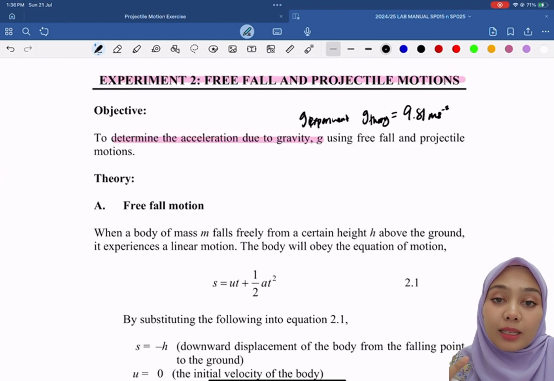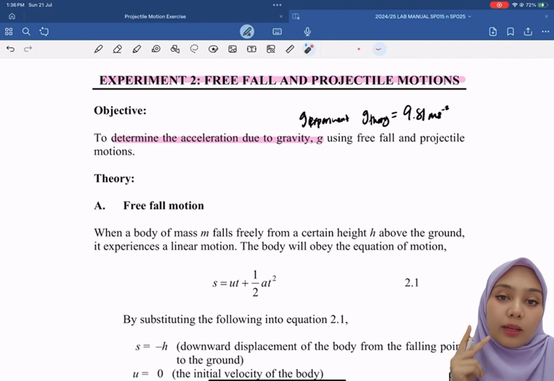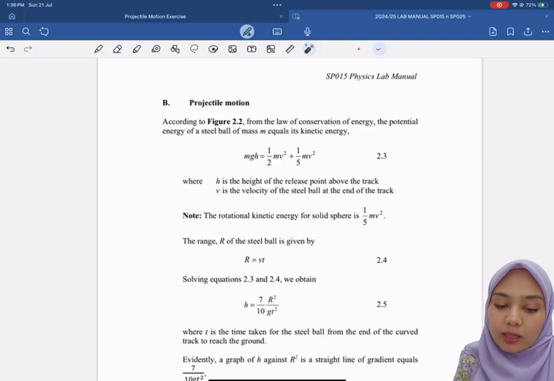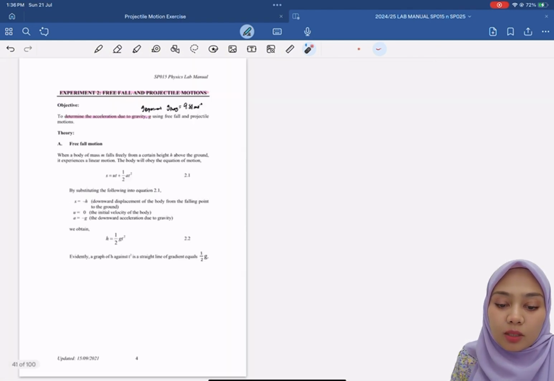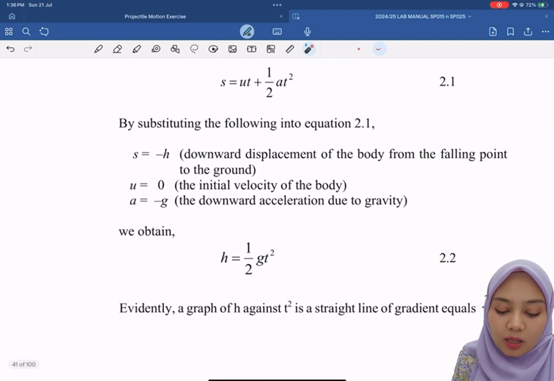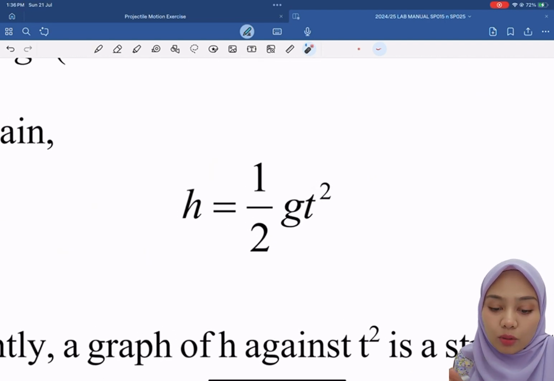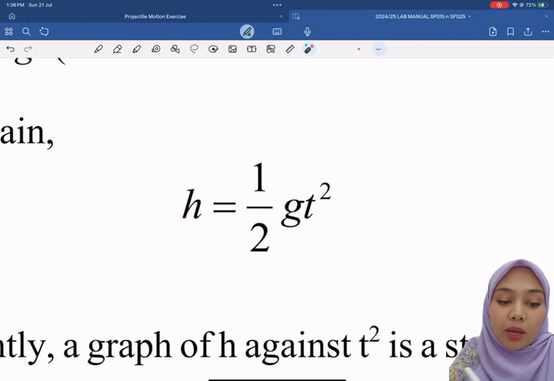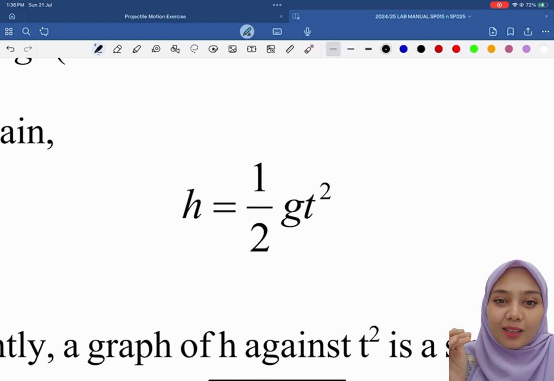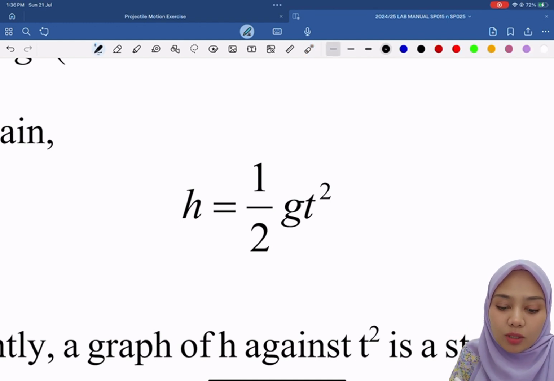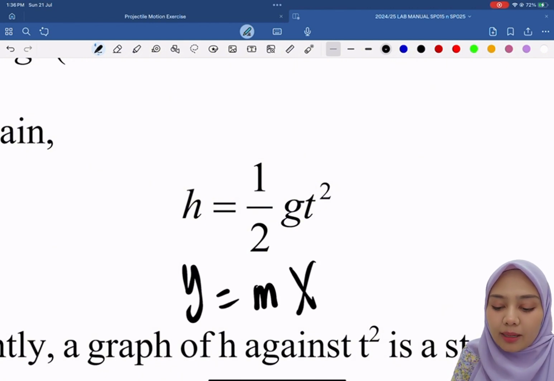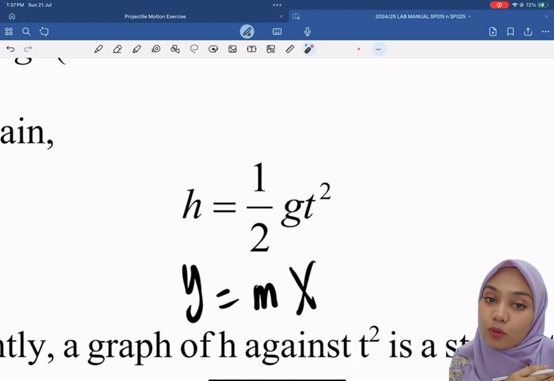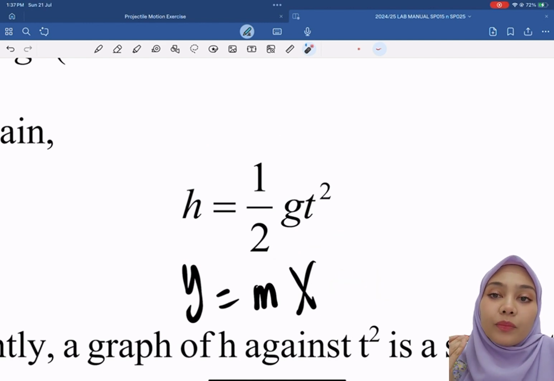Now in this experiment, we will be doing two experiments. The first one is free fall motion, and the second one is projectile motion. So let's take a look at the free fall motion. Our equation is h equals half g t squared, and we're going to compare it with the linear graph equation, y equals mx. We don't have any plus c here because, based on this equation, we do not have any value for the y-intercept.